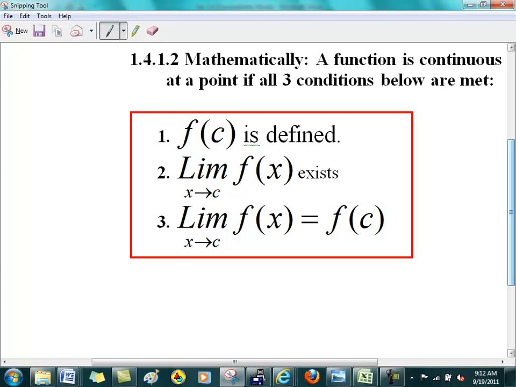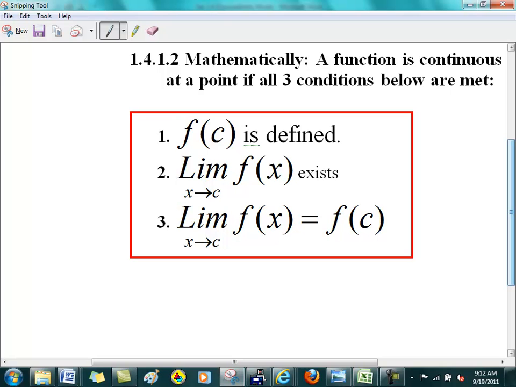Squared cannot come from two different sides. And it also cannot increase without bound. That limit. Okay. The bottom line is that from the left and the right, it should be coming to the same number. Should be coming to the same number.